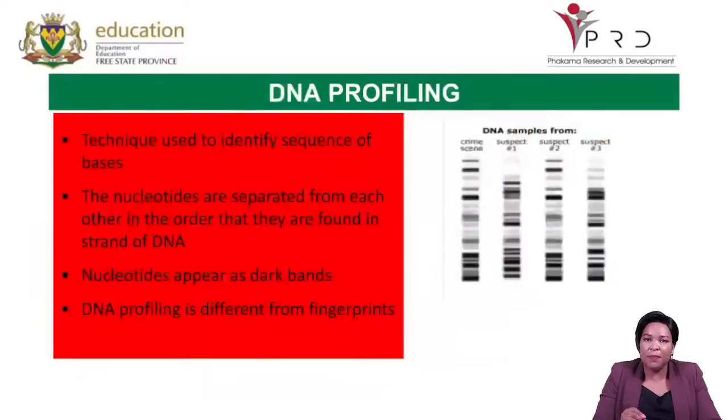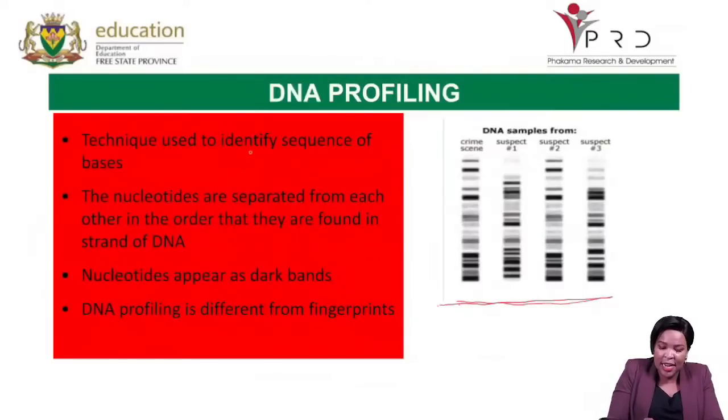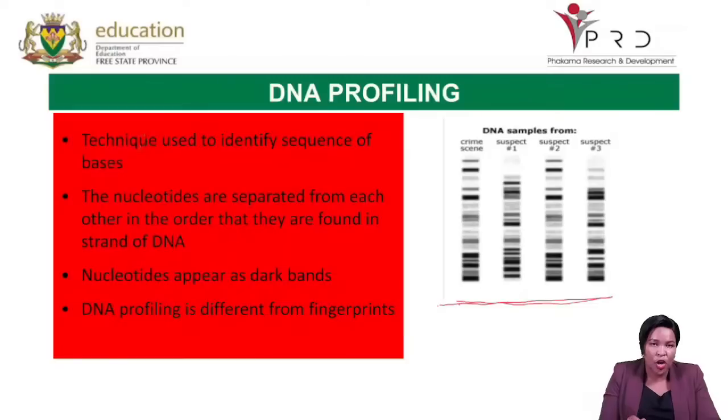Then another aspect of this topic is DNA profiling. I think you've seen from all the question papers that you've done even this year, now you are able to interpret this DNA profile, because when it is like this, it is a profile. But the method of getting this is called DNA profiling. So what is happening here? This is a technique that is used to identify the sequence of bases. Remember the bases, your adenine, your guanine, your thymine, your cytosine. Those are the bases. So in DNA profiling, they are trying to determine or identify the sequences of those.